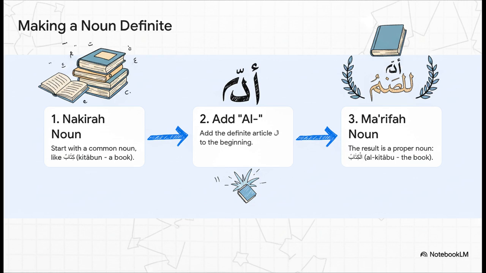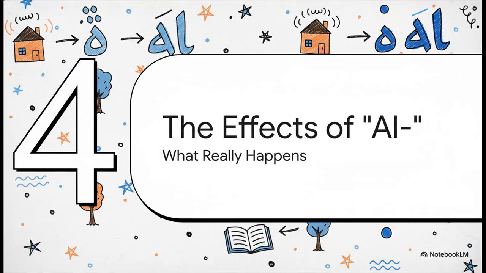Easy, right? But, and this is a big but, adding al does way more than just change the meaning. It causes some major grammatical side effects you have to know about. And that brings us to one of the most important parts of this whole topic. When you add al, it sets off a little chain reaction of 3 grammatical changes. You really need to get all 3 of these down.